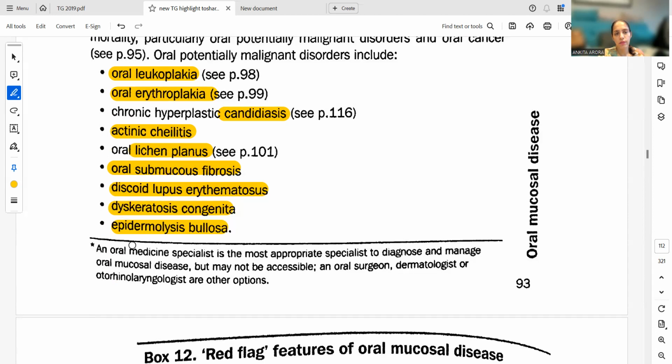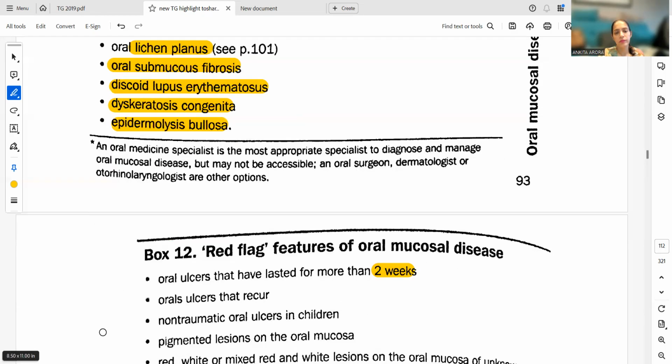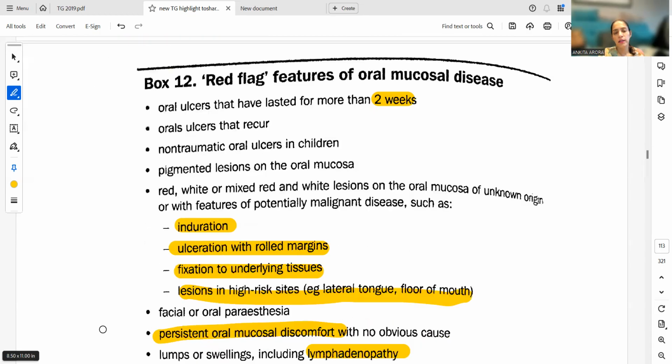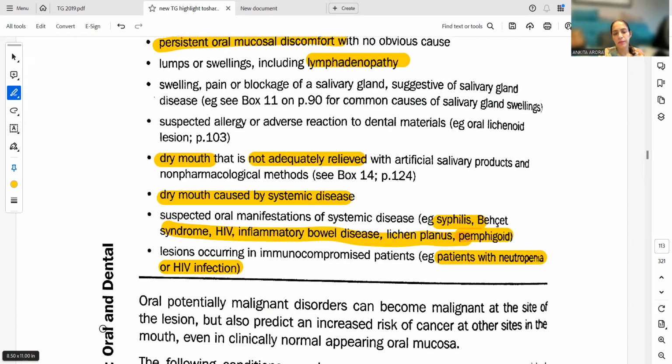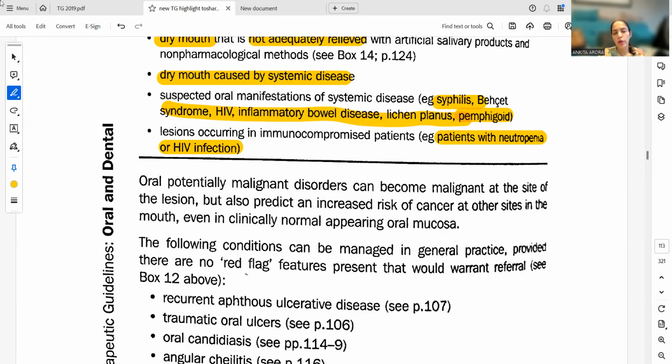So we would go through these lesions. Most of the lesions are covered in the ODEL textbook through cases. So apart from reading from here, we would go through these significant cases from ODEL. Oral potentially malignant disorders can become malignant at the site of the lesion, but also predict an increased risk of cancer at other sites in the mouth, even in clinically normal appearing oral mucosa.